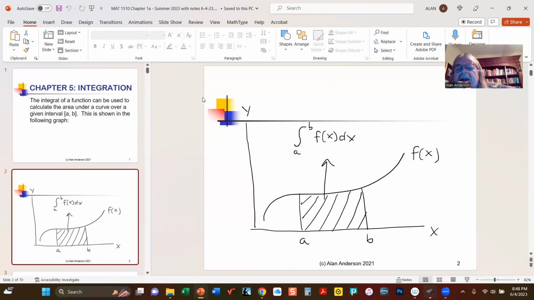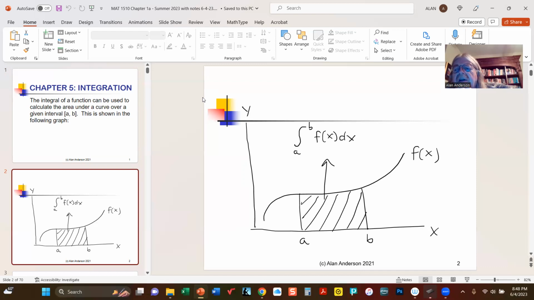And so you can see in this diagram here, I have the function f of x, which we don't know what it is, but for the purposes of this graph, you can see that curve represents f of x. And if I need to know the area under that curve between a and b, what I'm doing is taking the integral of f of x between the points a and b. So in other words, integrals correspond to areas under a curve.